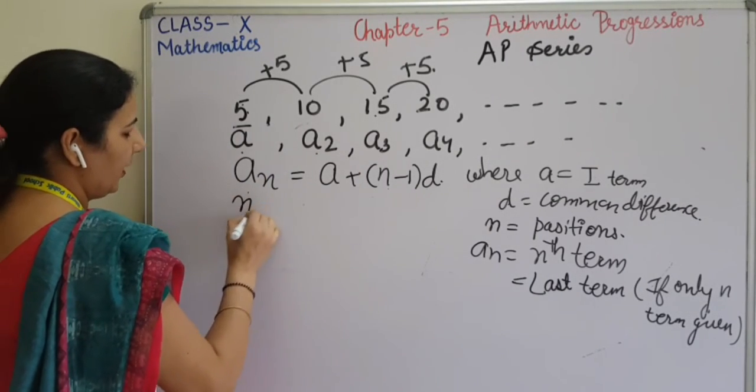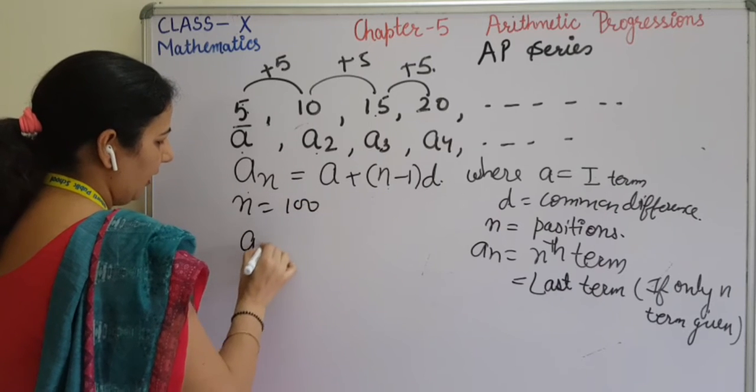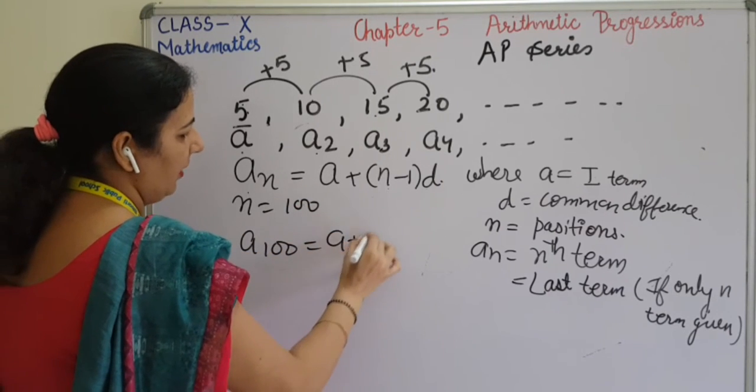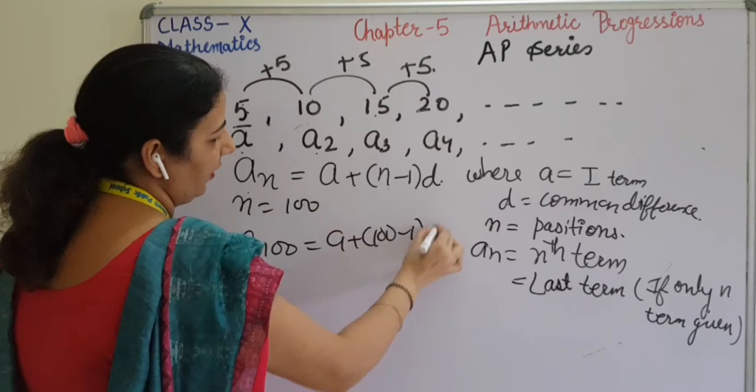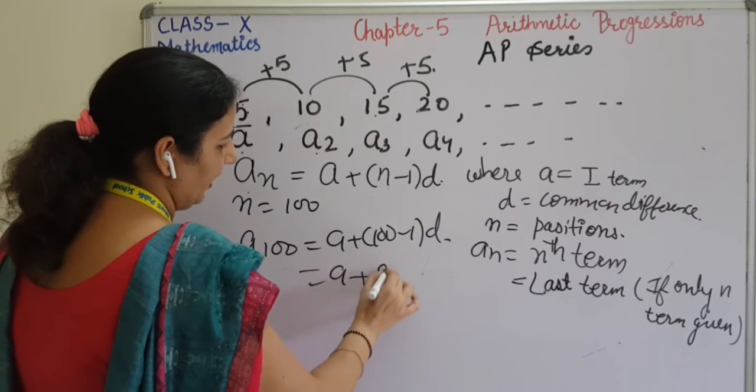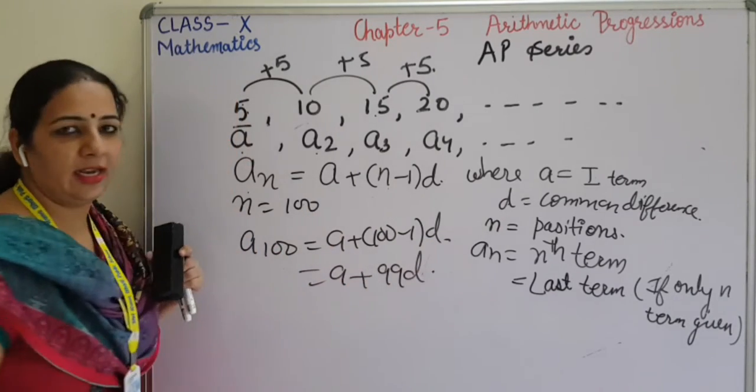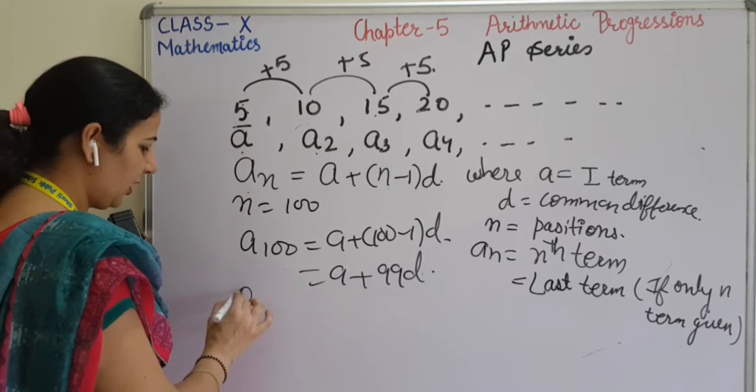Next, if you want to calculate A100, then put n equal to 100. A100 is equal to A plus 100 minus 1 into D, so it will be A plus 99D. So from next time onward we will use the shortcut.